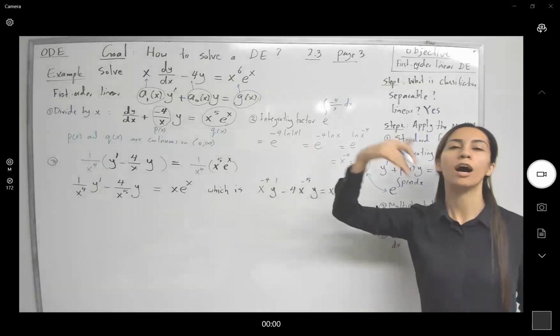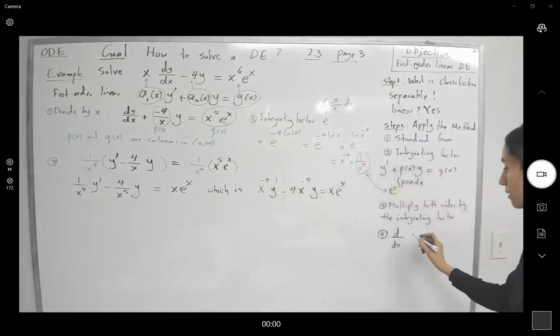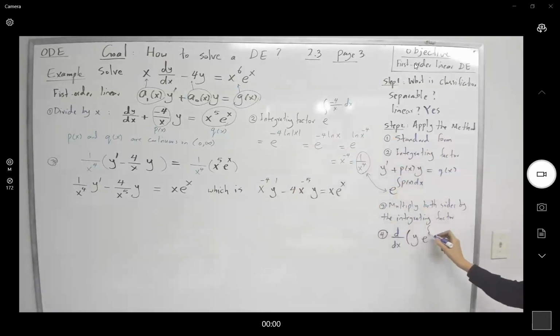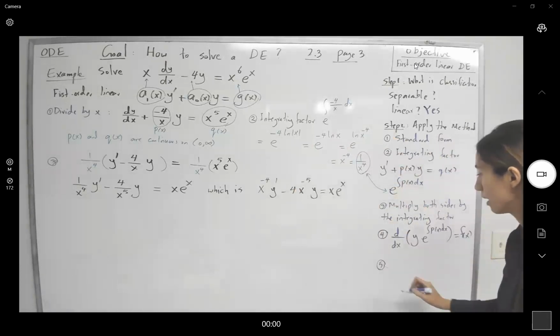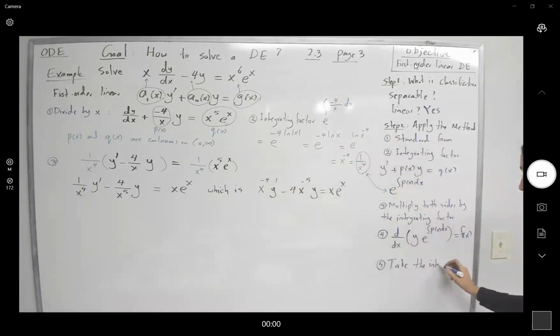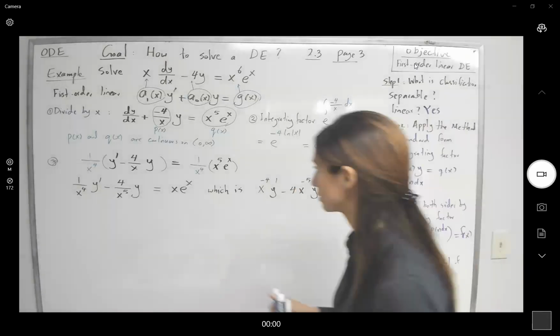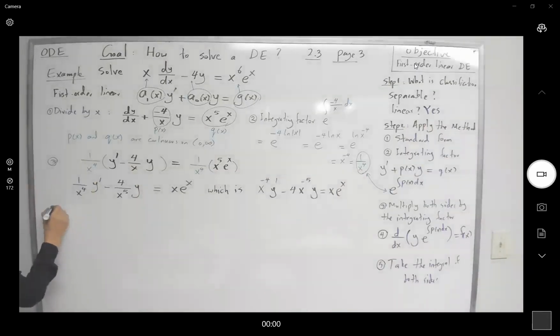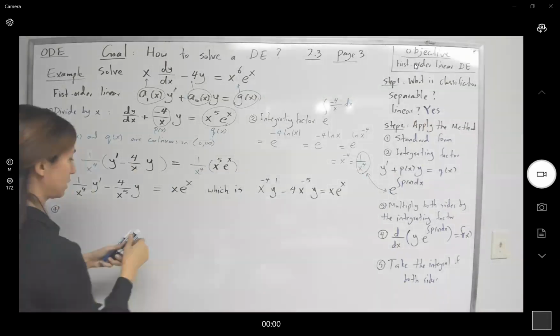So we're going to convert it back into the compact form, which is d over dx of y times the integrating factor. And on the right-hand side, you have some function, let's call it f of x. And then at the last step, take the integral of both sides. Very good. Nice work.